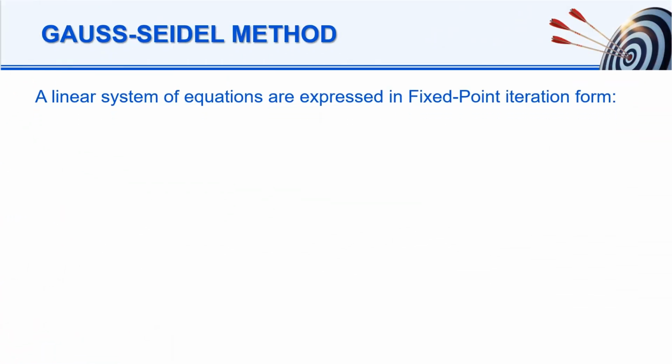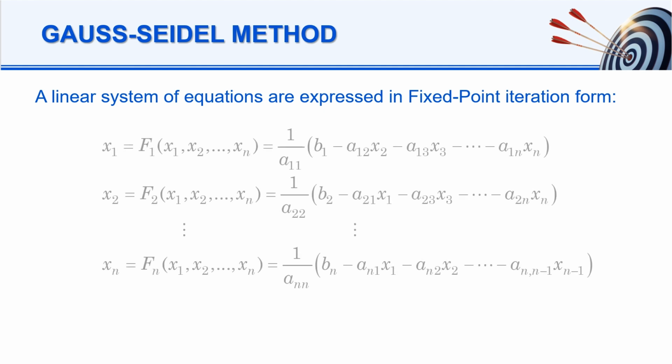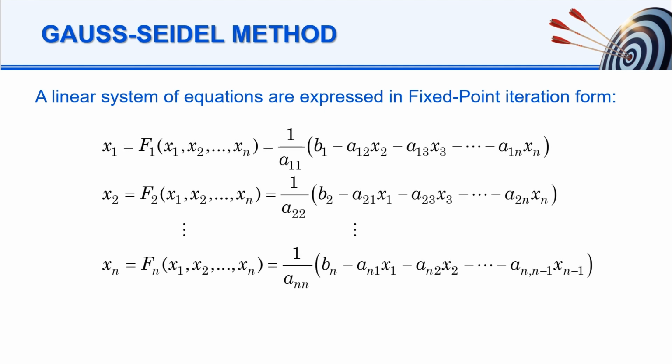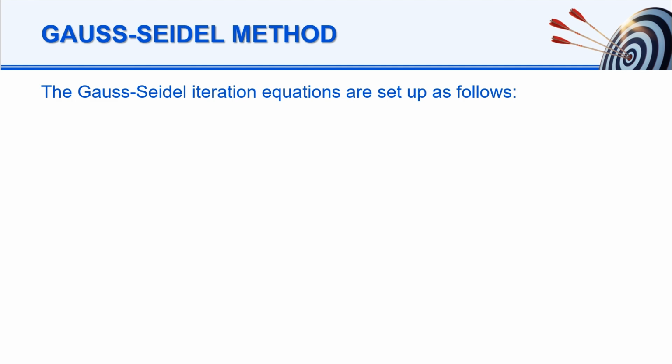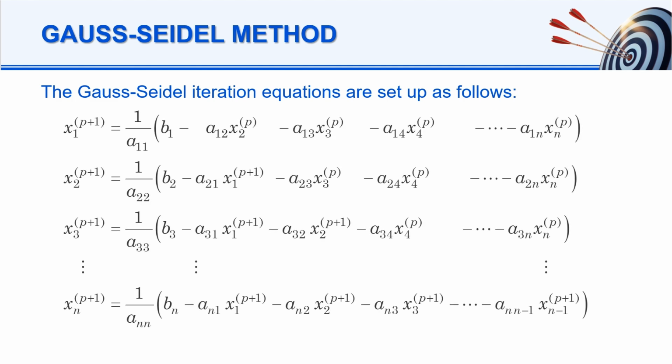In Video 2 of Chapter 3, we stated that any system of linear equations might be expressed in fixed-point iteration form. However, how the current or prior estimates are incorporated in the subsequent iteration equations depends on the method. The Gauss-Seidel iteration equations are set up as follows. Here, we introduce the superscript notation to indicate the iteration steps.